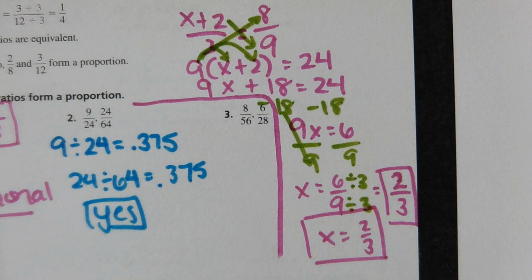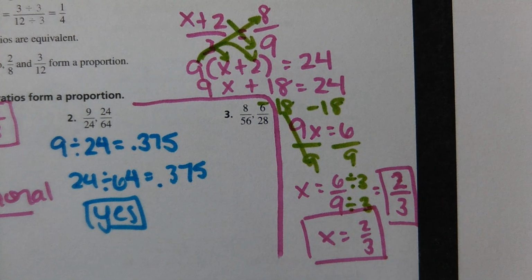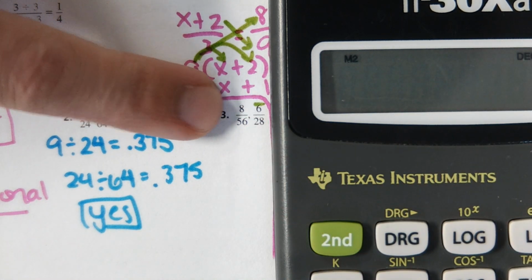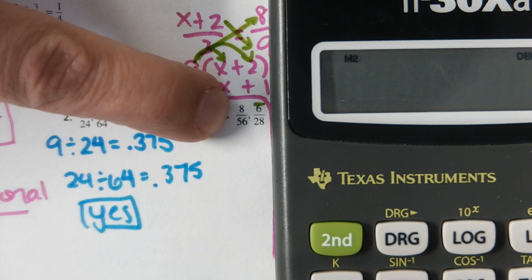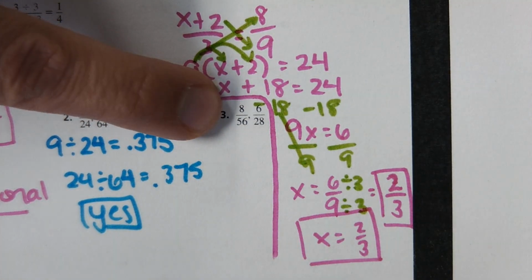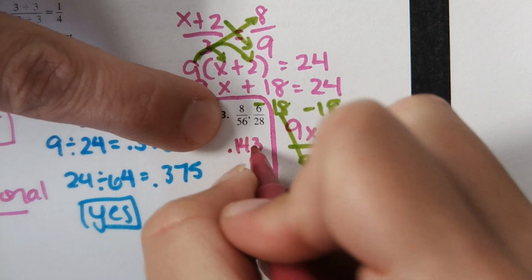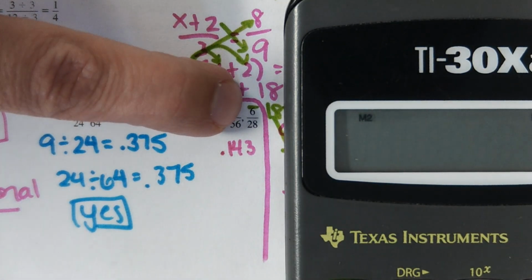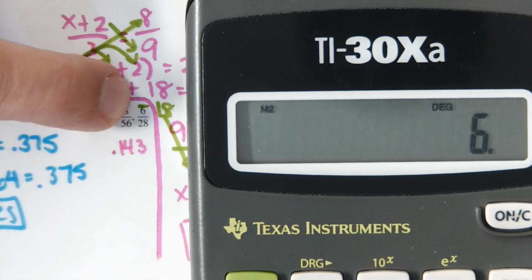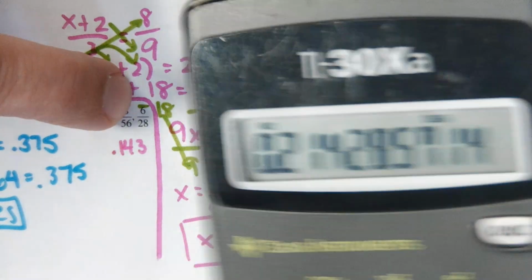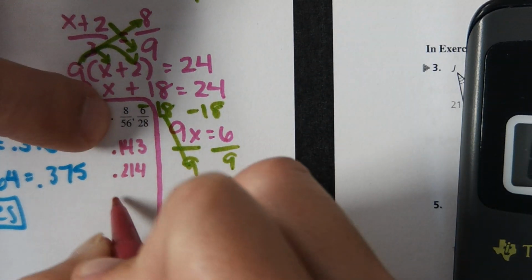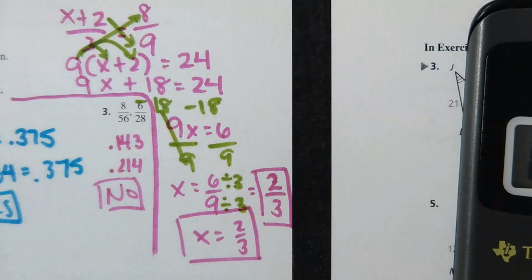Okay, the next one we'll do together, and then the bottom three I'll have you do on your own. So here, 8 divided by 56. We don't have to write it out each time. 8 divided by 56 is 0.143-ish. And 6 divided by 28, 0.214. So this came out to different decimals, so no, these fractions aren't proportional.